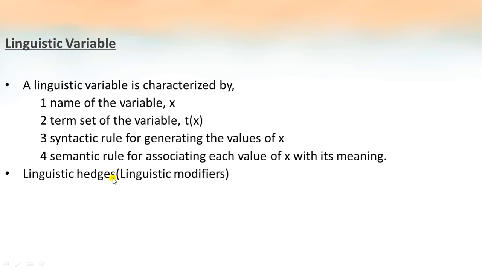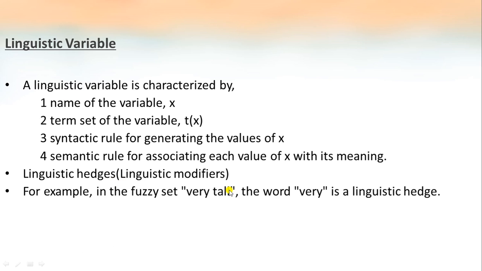The other term is linguistic hedges or modifiers. Let us see an example. We have a fuzzy set, and in that set we have a linguistic variable very tall, and this linguistic variable has a modifier, that is, tall is modified by the word very, and this very is called the linguistic hedge or the modifier of that particular linguistic variable.